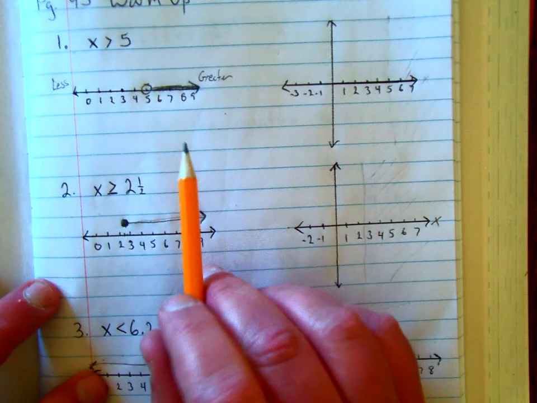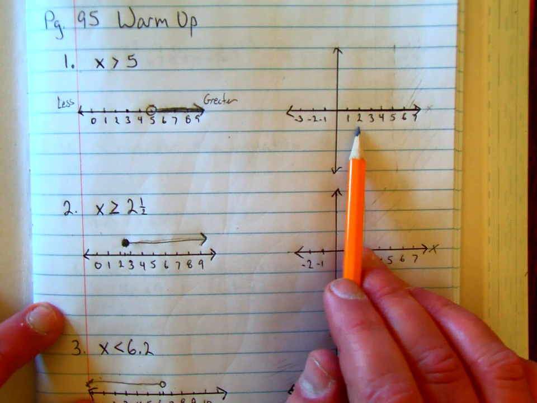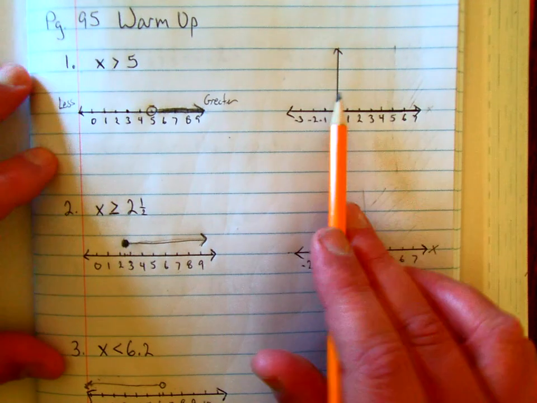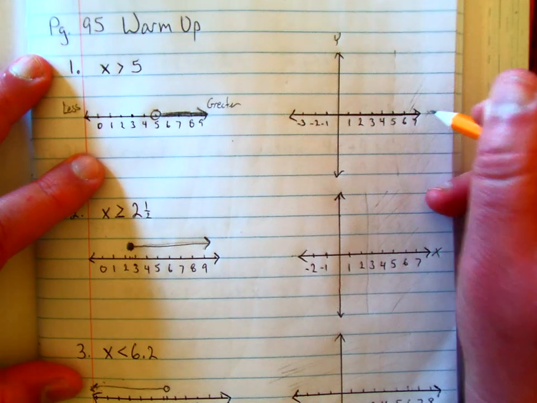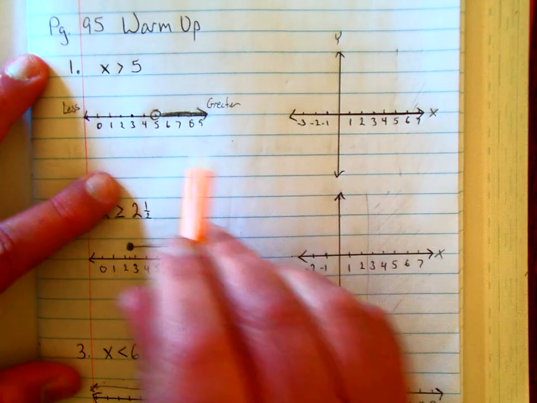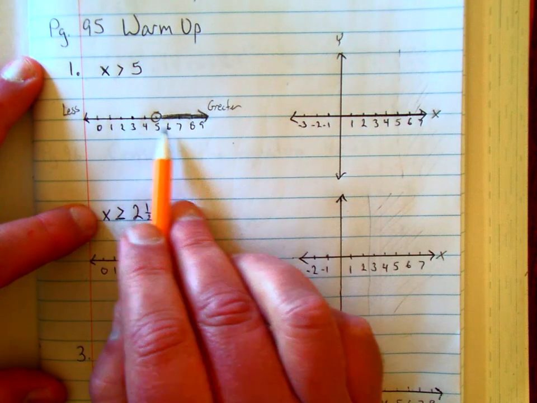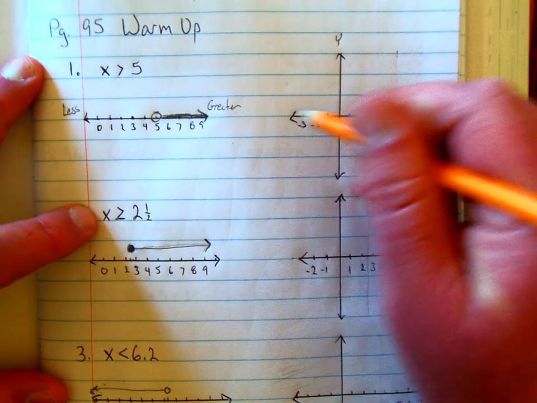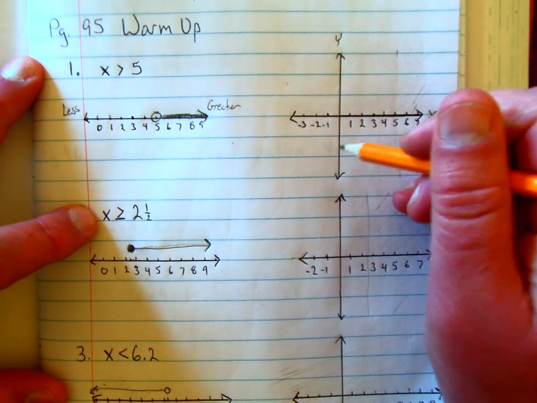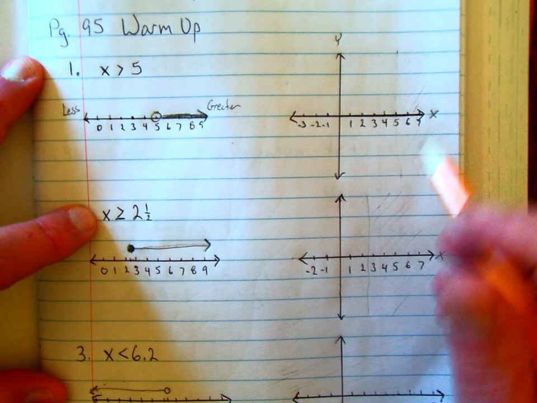You might have noticed on this side of my page, I also did the XY graph, a two-dimensional graph. A number line is a one-dimensional graph. And the Cartesian coordinate, or the XY system, coordinate plane, is two-dimensional.